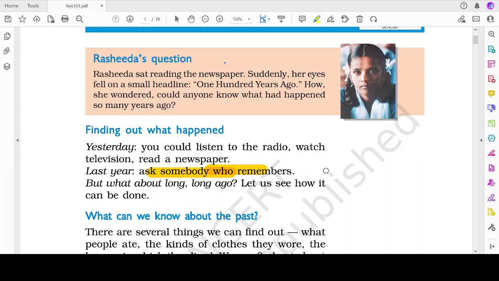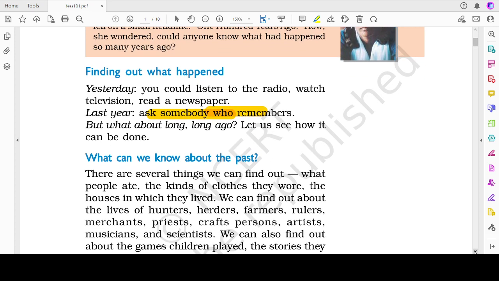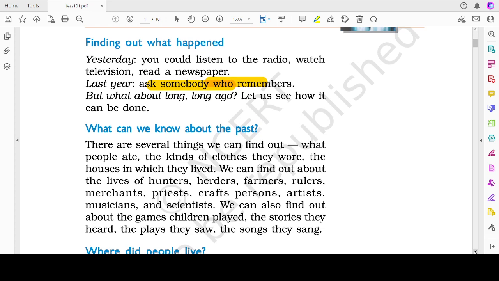But the thing is, what about long ago? Let us see how it can be done. Long ago, how do we find out what we can know about the past? As we say, the past is the link to the future. So what can we know about the past? There are several things we can find out: what people ate, the kinds of clothes they wore, the houses in which they lived. We can find out about the lives of hunters or herders, farmers, rulers, merchants, priests, craftspersons, artists, musicians and scientists. We can also find out about the games the children played, the stories they heard, the plays they saw, the songs they sang.